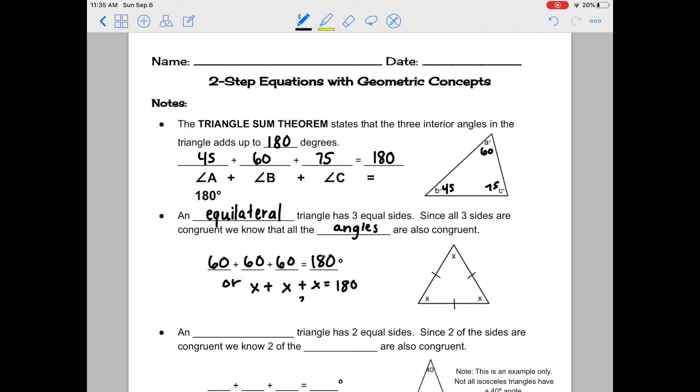How many x's do we have? We have 3 x's, which equal 180. If you simplify this, you get x equals 60.